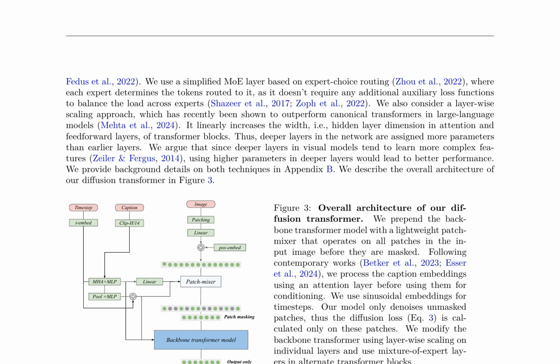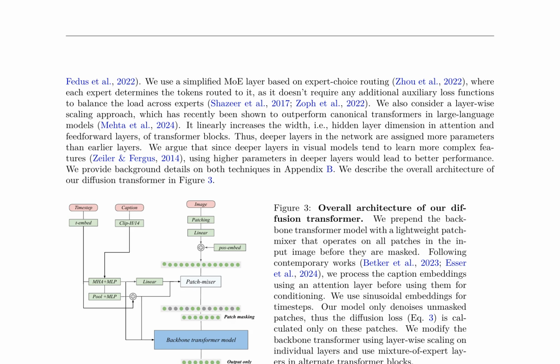performance. The paper discusses the development of a novel image generation model, the diffusion transformer, DiT, which leverages a simplified mixture of experts, MoE, layer and a layer-wise scaling approach to enhance performance. The DiT model is designed to operate on all patches in the input image before they are masked, utilizing a lightweight patch mixer and an attention layer for processing caption embeddings. The model only denoises unmasked patches, with the diffusion loss calculated on these patches.